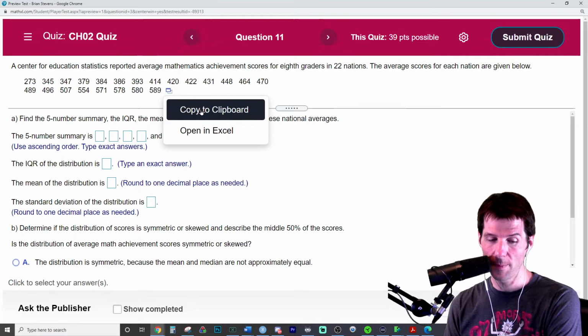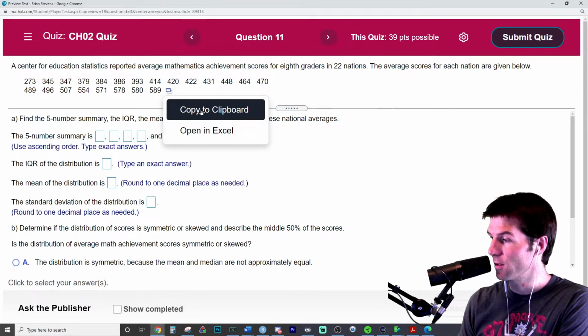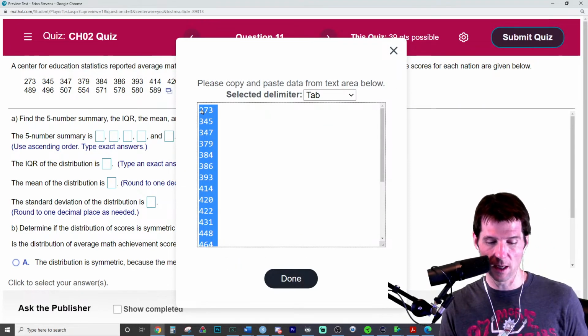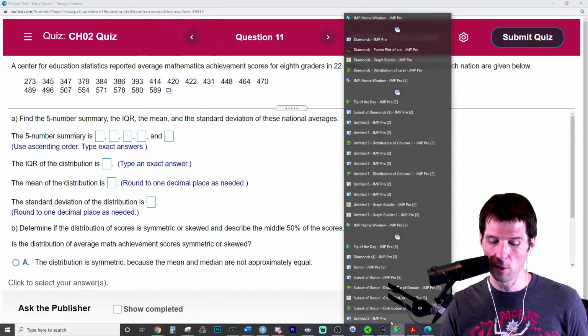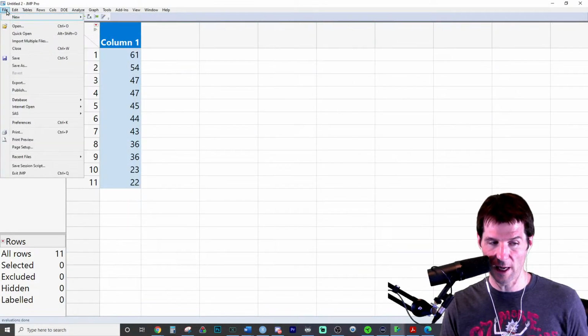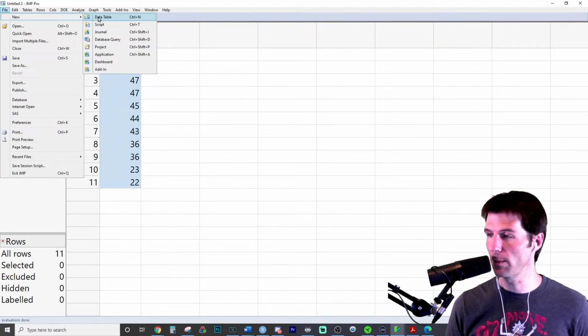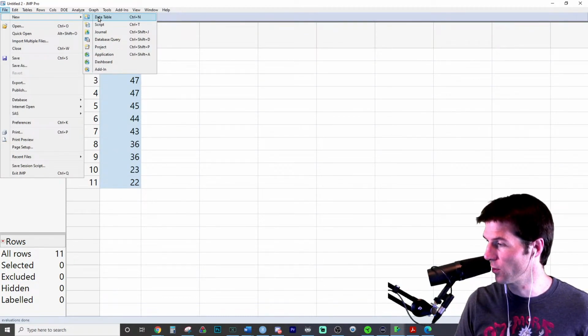So this question, we want to copy it to clipboard. We're just going to hit copy, Control or Command C. And then we're going to go to a new worksheet inside of JMP, File, New Data Table.